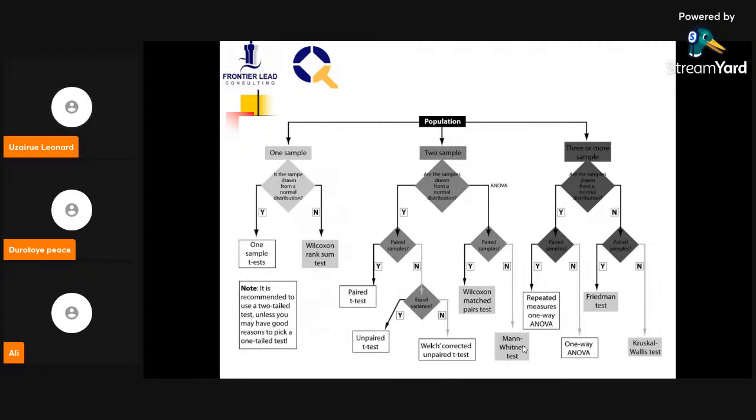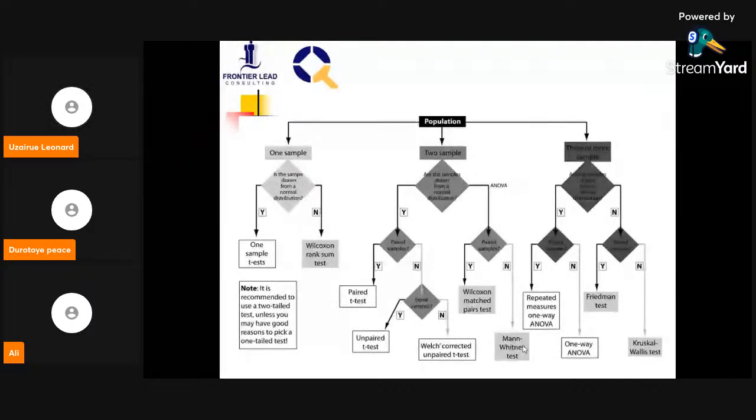Then the next set of populations is populations that are three or more. So for these, you also ask the question, are they drawn from a normal distribution? If they are drawn from a normal distribution and they are paired, then you run what we refer to as repeated measures one-way ANOVA. Then if they are not paired and they are normally distributed, you will run what is referred to as one-way ANOVA.